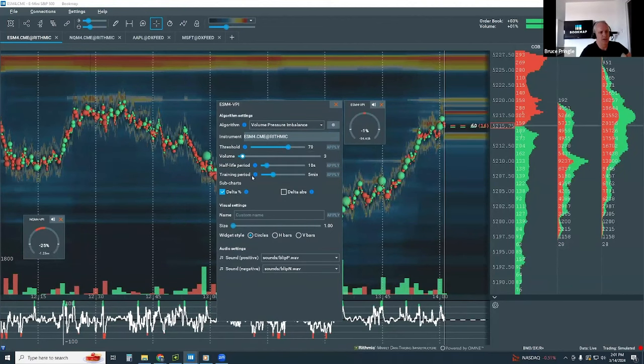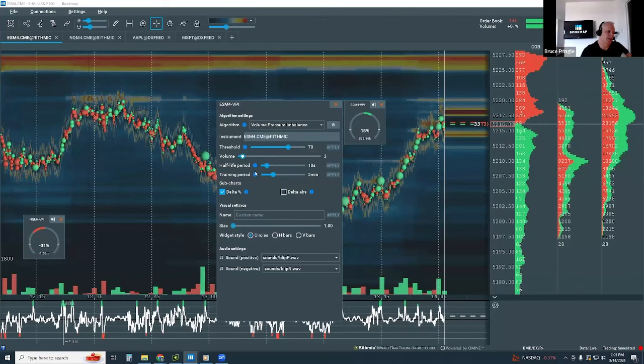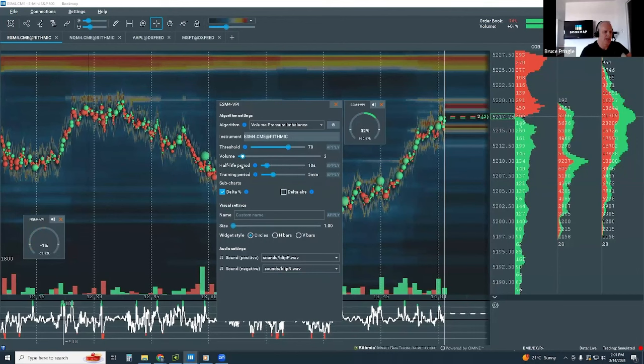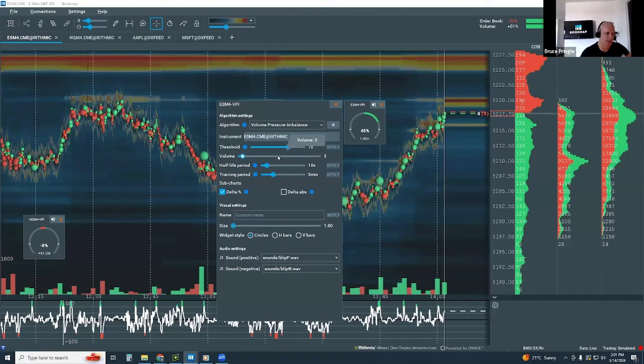We have the training period, though, and this is important to go over. The data that this is calculating is a current 5-minute data period, and that's it. Okay, so it's always a sliding window of the current 5 minutes of data, and it's the volume pressure imbalance from that buy minus sell over that 5-minute period. Now the half-life period, you can see it's here at 10 seconds. What this means is that this will bring it back toward the zero line over time. Over 10 seconds.